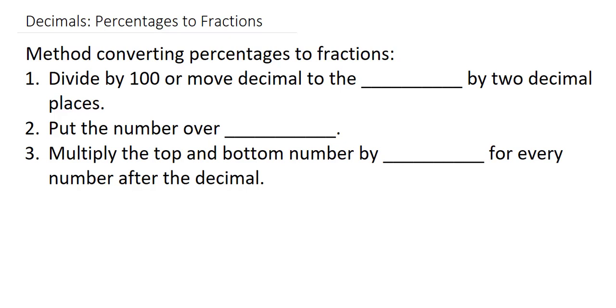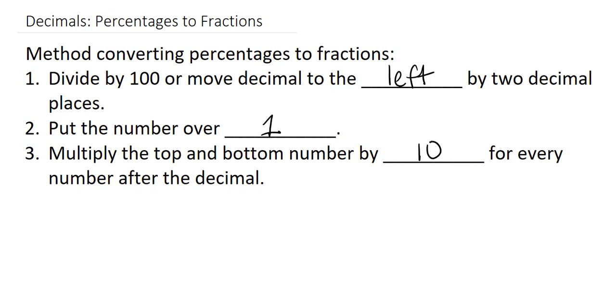Decimals, percentages to fractions. Method, converting percentages to fractions. So the first step will be to divide by 100, or we can move the decimal to the left by 2 decimal places. Then we're going to put the number over 1, and then we're going to multiply the top and bottom number by 10 for every number after the decimal. So it's a lot of similar steps we've done before.